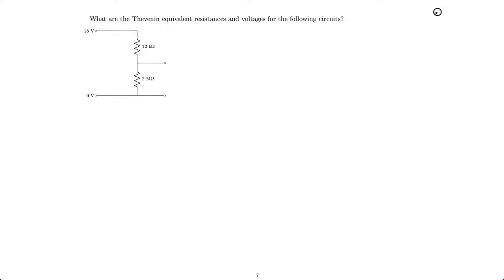A brief problem on calculating the Thevenin equivalent circuit, that is the Thevenin equivalent resistance and voltage for a simple voltage divider circuit. Shown here is an 18 volt DC power supply, and going across it to ground are two resistors in series, a 12 kilo ohm and 2 mega ohm resistor. And we're interested in the output of this voltage divider right here, which I'll label V out. And when it's unloaded, that is of course the Thevenin equivalent voltage.